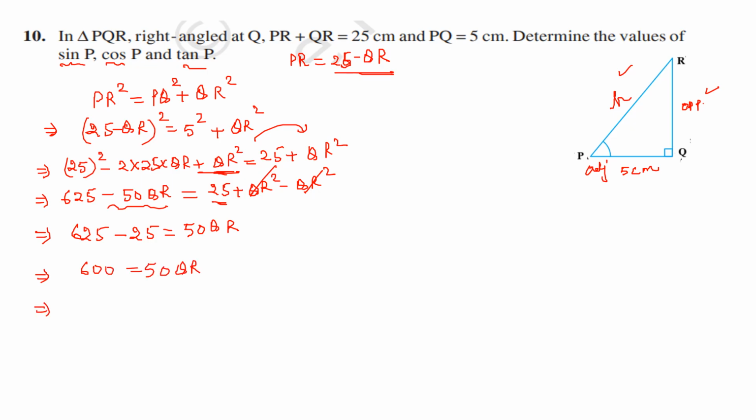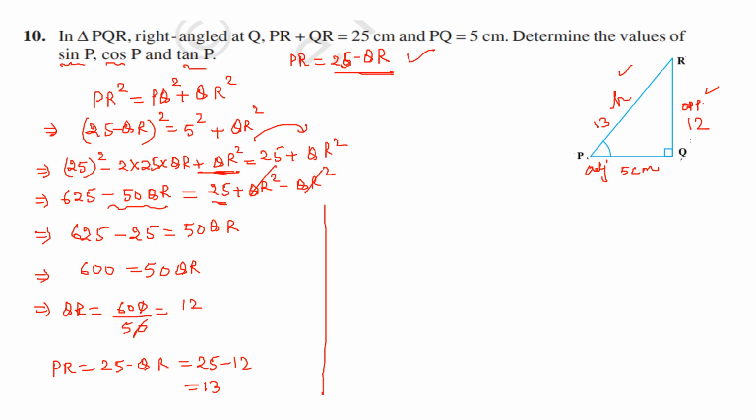So the value of QR will be 600 by 50. So 0, 0 cancel. 60 divided by 5 is 12. So your QR value is 12. Isn't it? Now what will be PR? From here you can see PR is 25 minus QR. Isn't it? PR is 25 minus QR, which will give me 25 minus 12, which is 13. So from here I can get PR as 13.